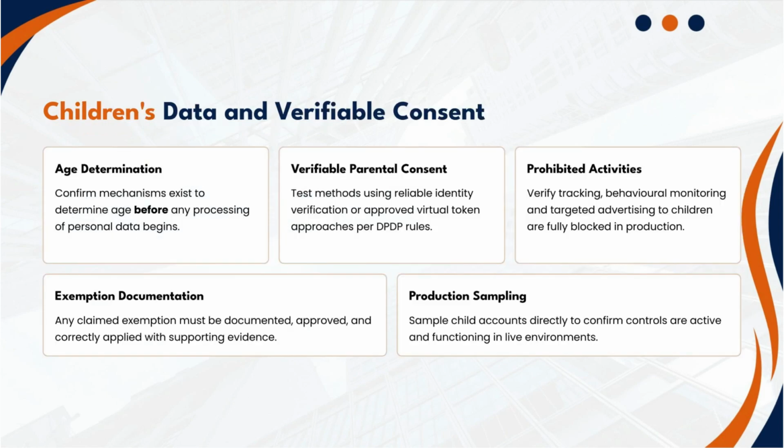Now, children's data. And I want to slow down here because this is where the Act is strictest and where organizations are, honestly, least prepared. Here is the requirement in plain terms. If you are processing data of someone under 18, you need verifiable consent from a parent or guardian. And you cannot do tracking, behavioral monitoring, or targeted advertising to children at all. Now let me ask you the question that breaks most systems. How do you know someone is a child?